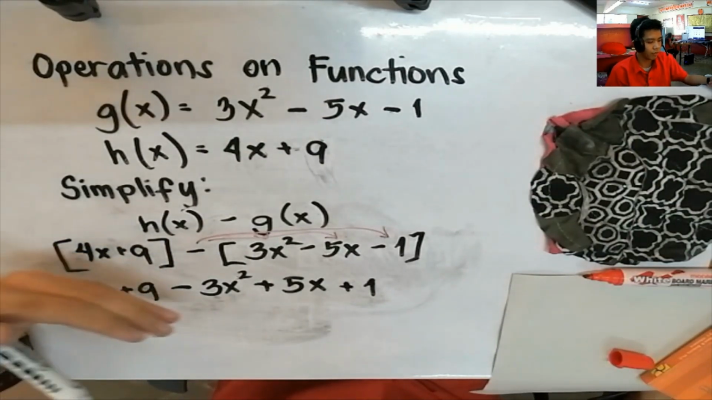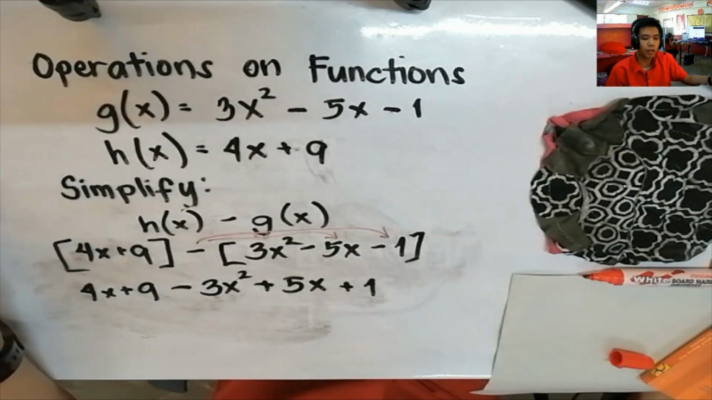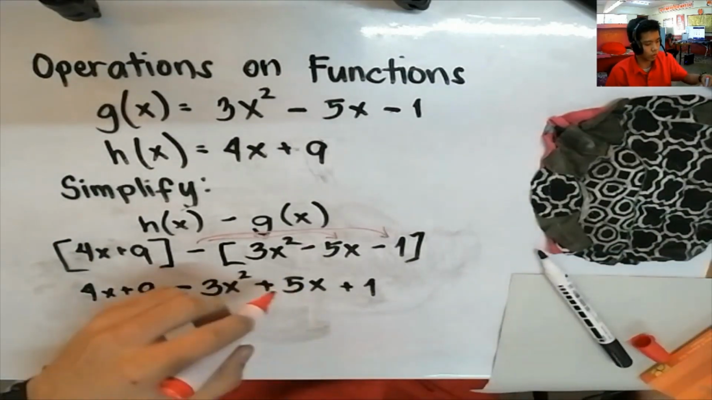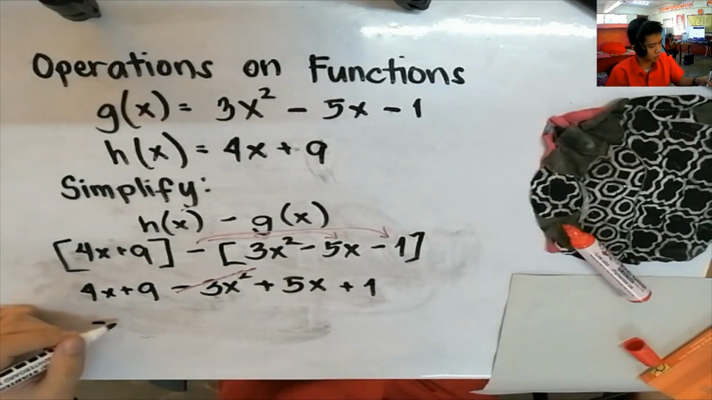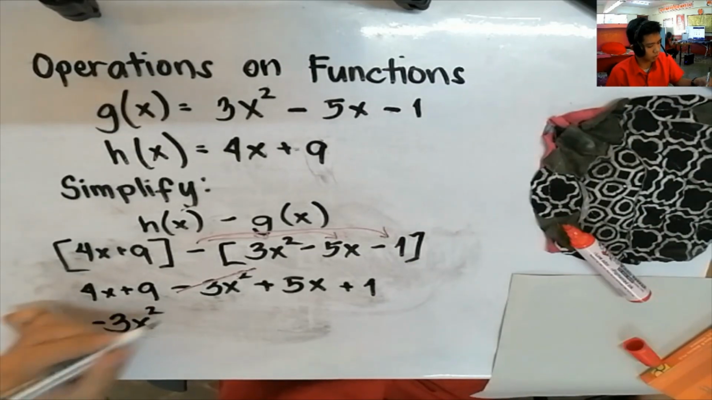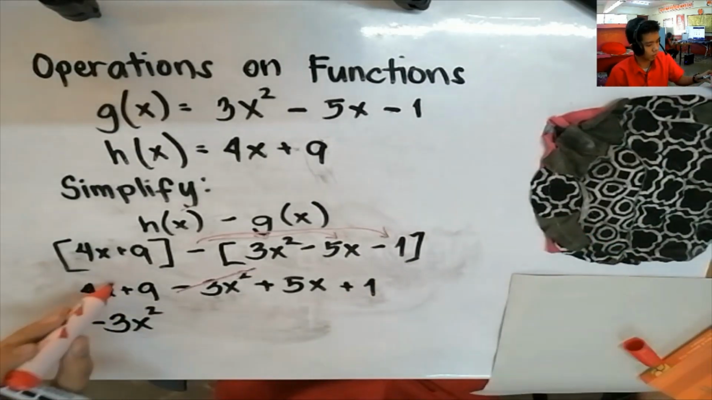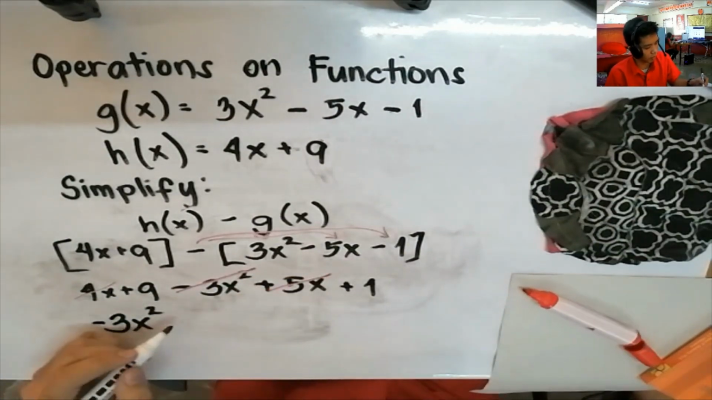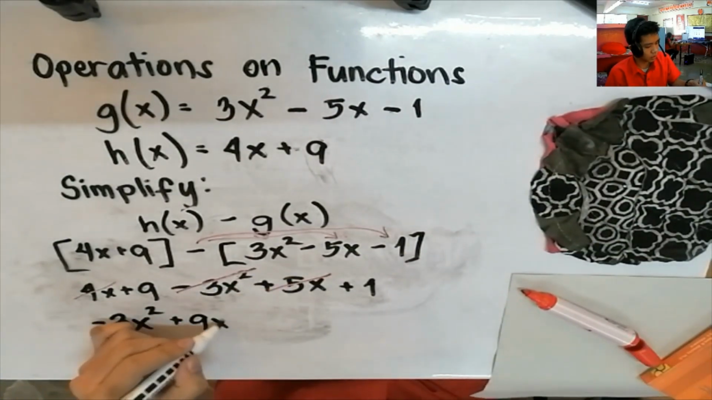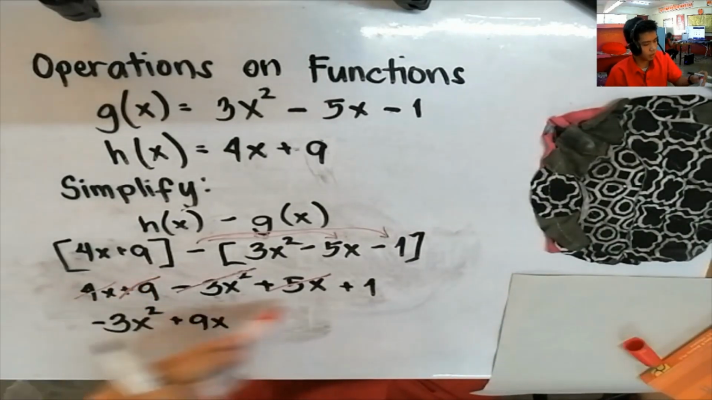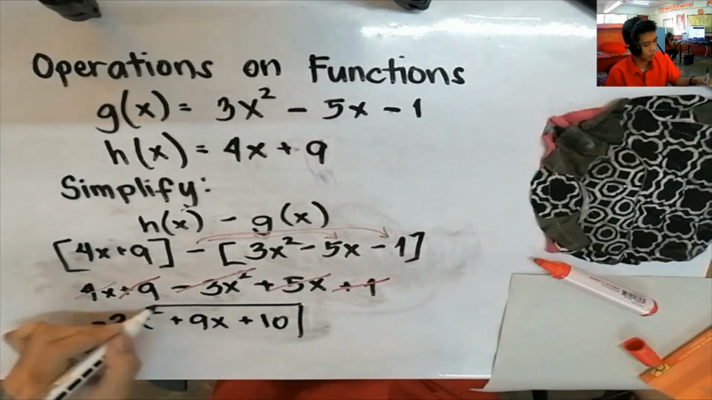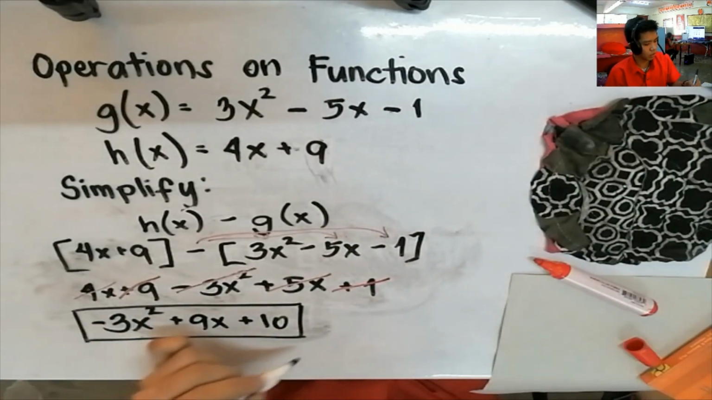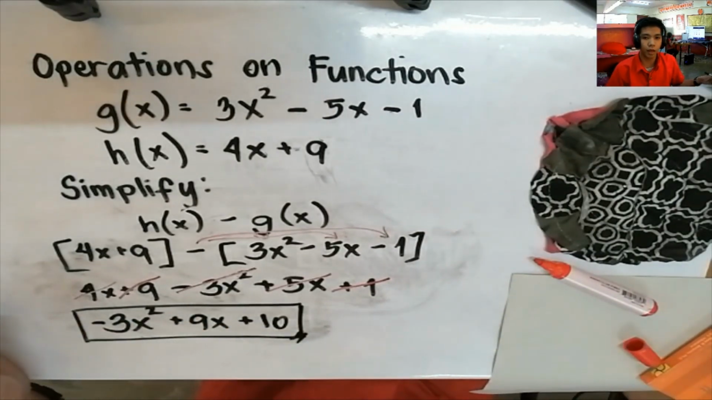Then after this, we can now combine similar terms. Let's start with negative 3x squared because it has the highest exponent of x. So negative 3x squared, 4x and 5x, we have 9x. Positive 9 plus 1 is positive 10. This is now the final form of h of x minus g of x.